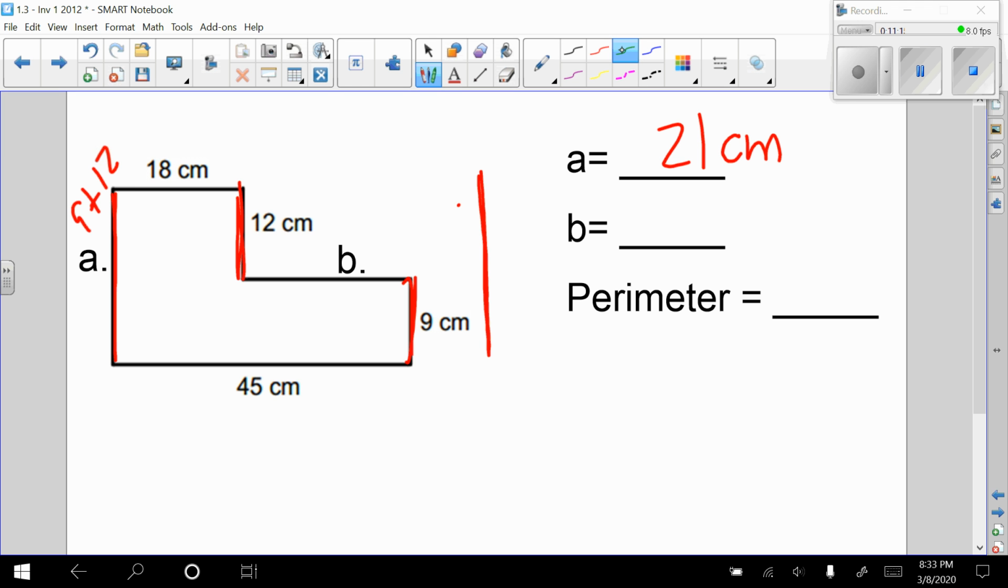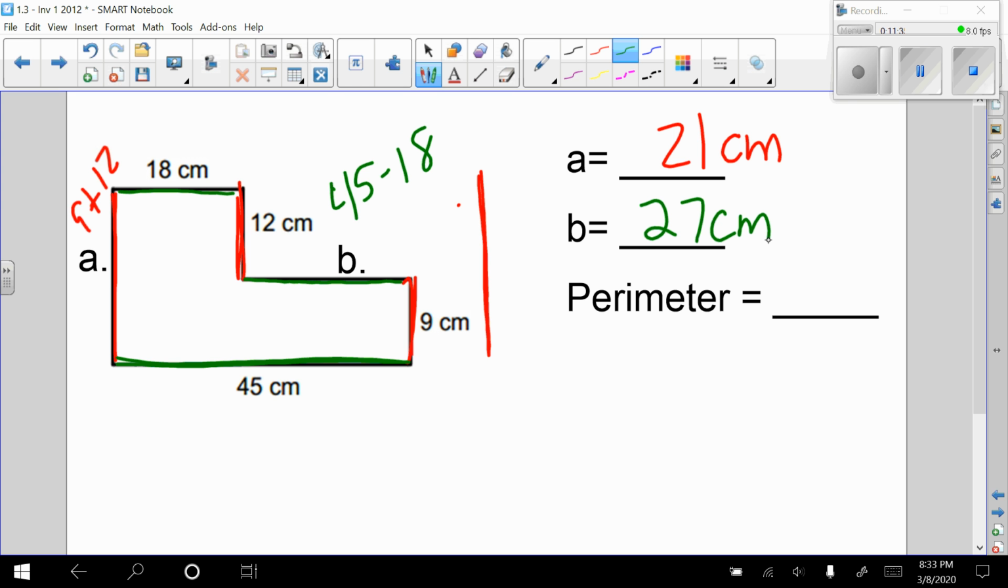Now to find B, this much is 18. How much is this much? Well, the whole thing has to be 45. That's how much it is all the way across. So B is 45 minus 18 to find out that B is actually going to be 27 centimeters.